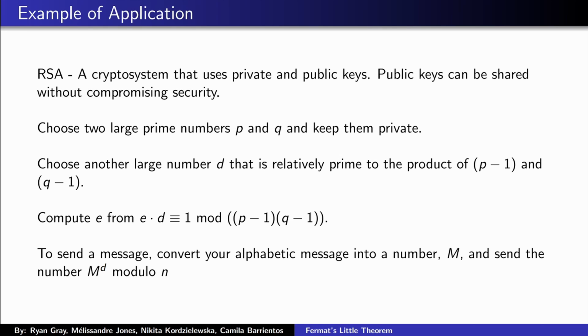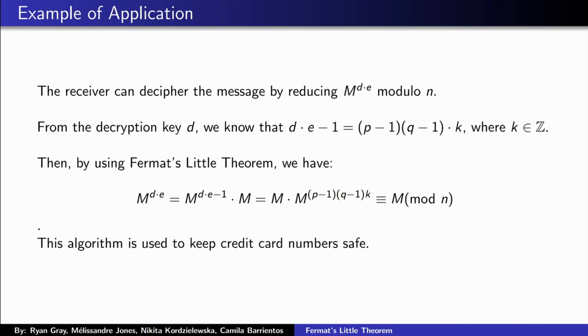Then we compute E from E times D is congruent to 1 mod P minus 1 times Q minus 1, and we can do it using the Euclidean algorithm. To send a message, we convert our alphabetic message into a number M and send the number M to the power of D modulo N. Then the receiver can decipher the message by reducing M to the power of D times E modulo N.